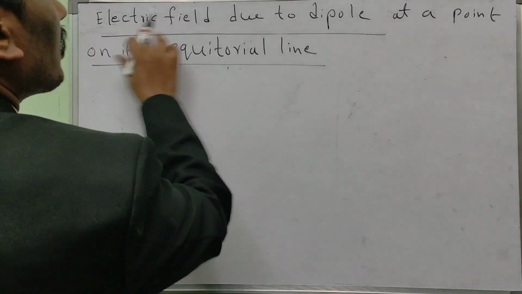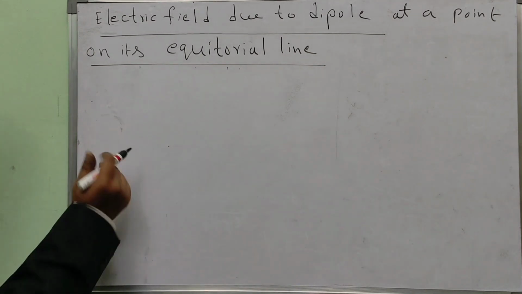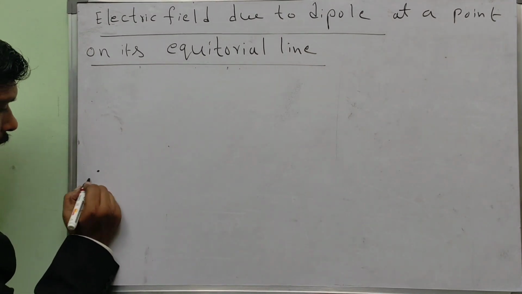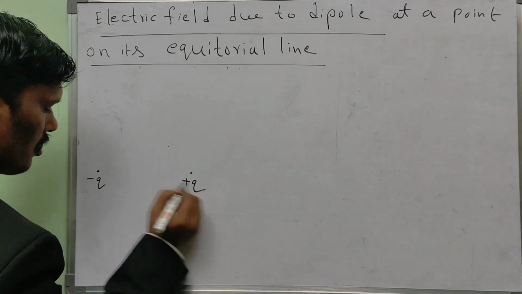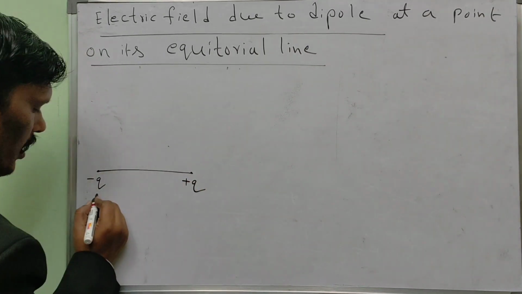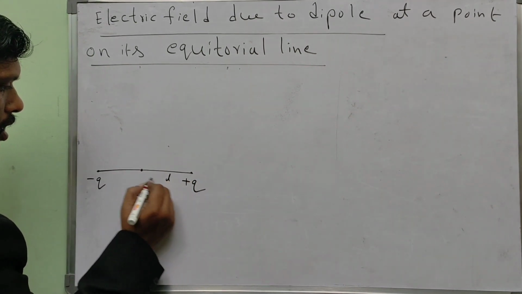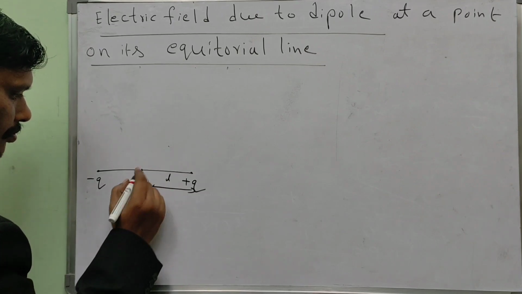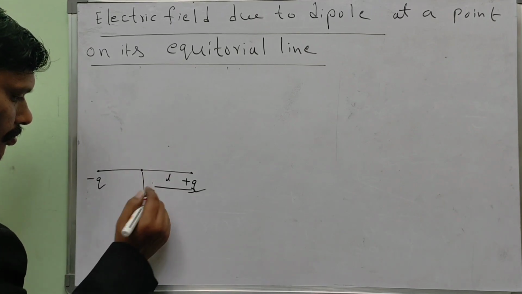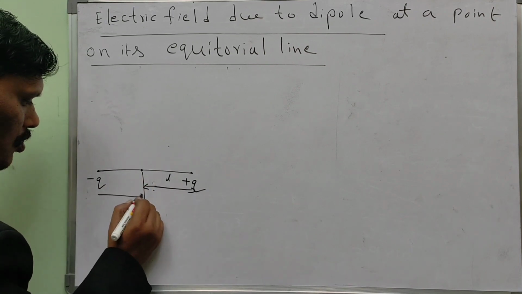We need to calculate the electric field due to a dipole at a point on its equatorial line. Let us see. I am going to consider this is the negative charge and this is the positive charge. Both are separated by distance 2L. That means from the center to the positive charge is L, and from the center to the negative charge the distance is also L.